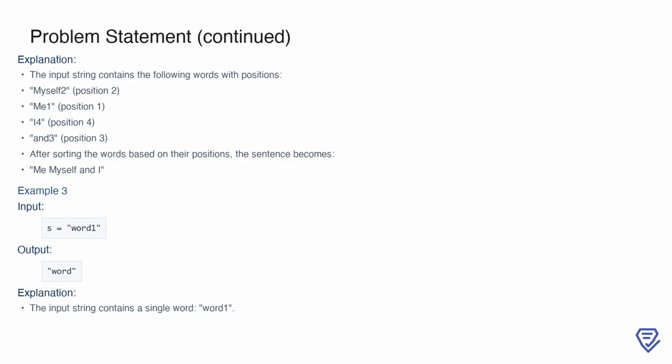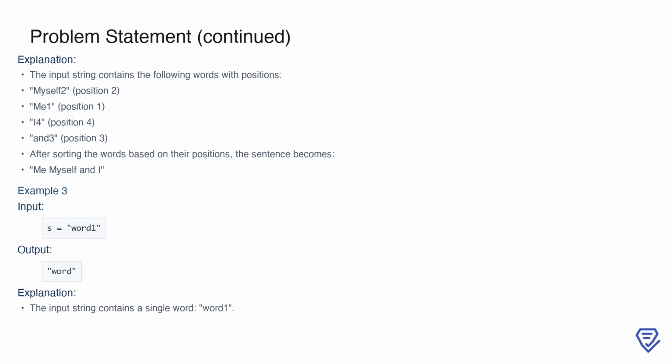In another example, the input string is S equals "myself2 me1 I4 and3". Here, the words in their positions are as follows: myself2 is position 2, me1 is position 1, I4 is position 4, and and3 is position 3. After sorting the words by their positions, the sentence becomes "me myself and I". Again, the output contains the words in the correct order, and the numbers are removed.